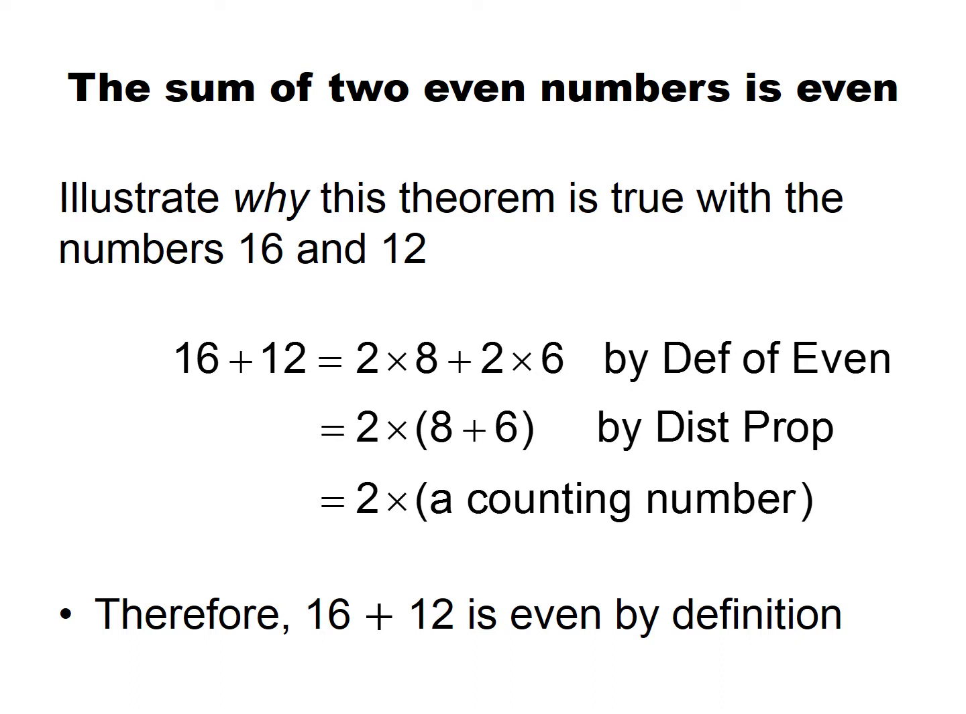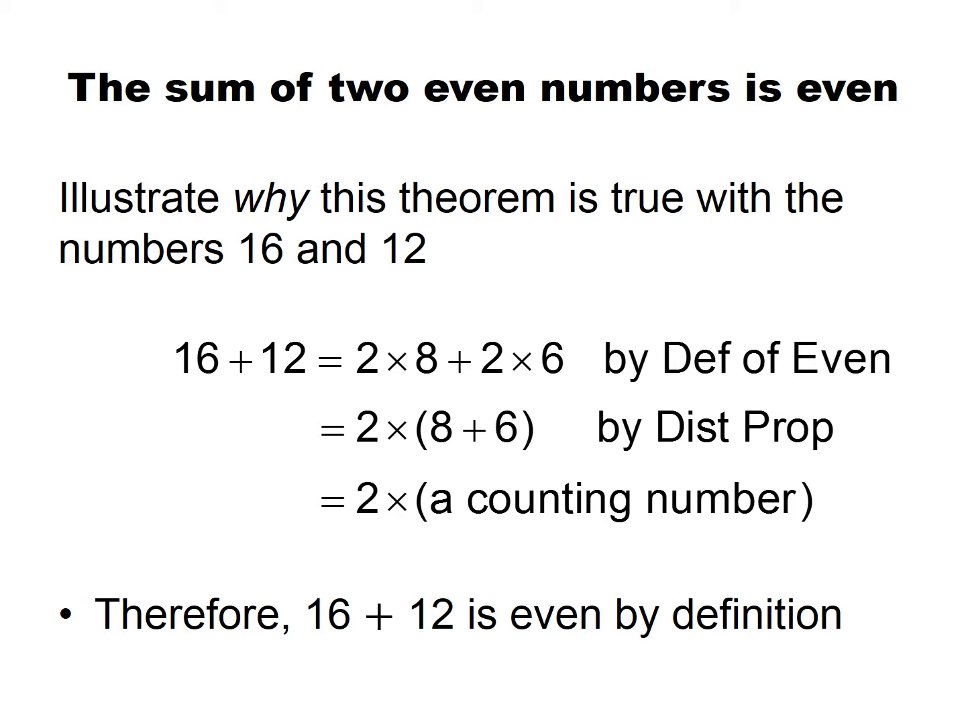We didn't do any arithmetic. We just used definitions and properties of arithmetic. Now, you may ask yourself, why did we go to all this work? Wouldn't it have been easier just to add 16 and 12 and say we get 28 and be done with it? Well, yes, it would have been easier, but that wouldn't have given us any insight into why that sum is even. All that would have done is shown us that in this particular case, with these particular numbers, we get the particular even number 28.